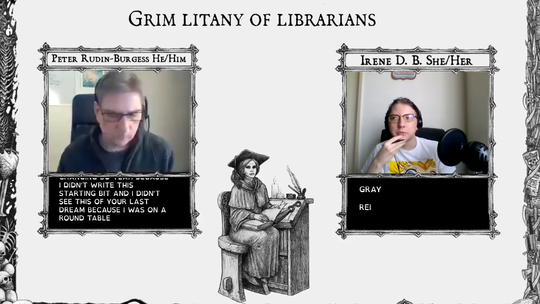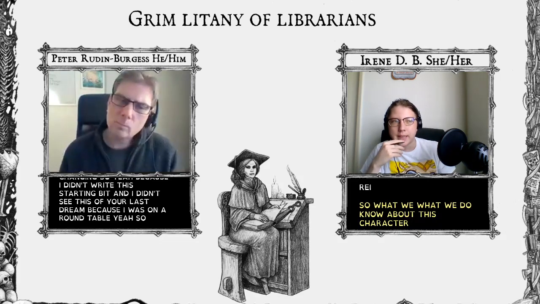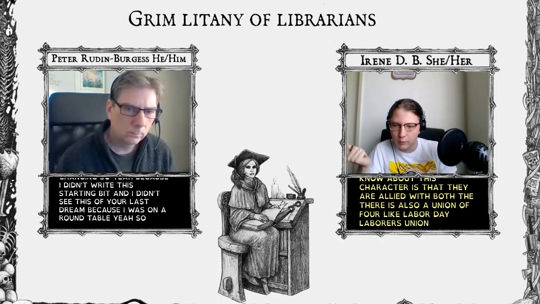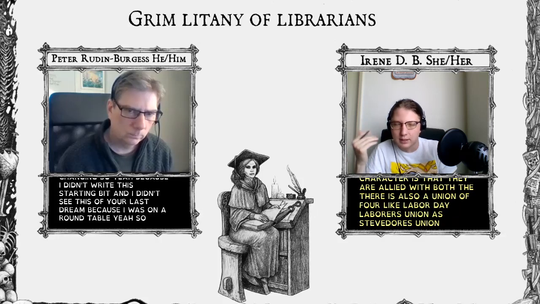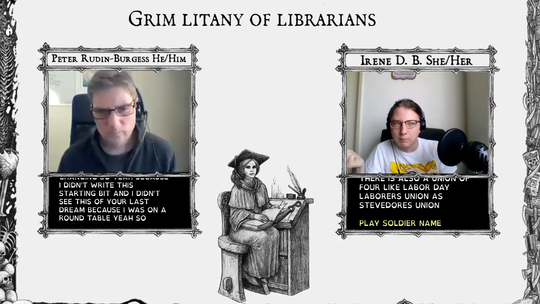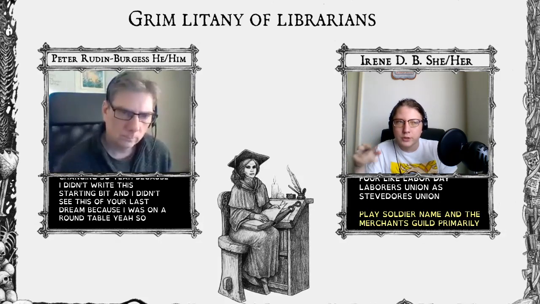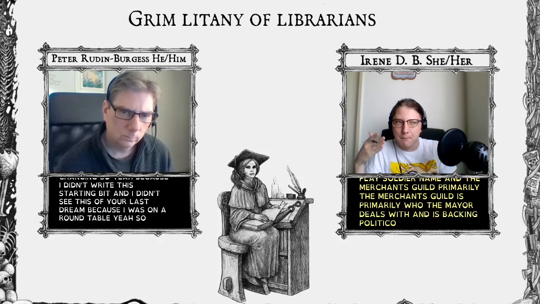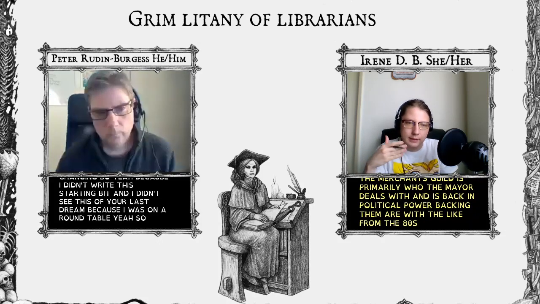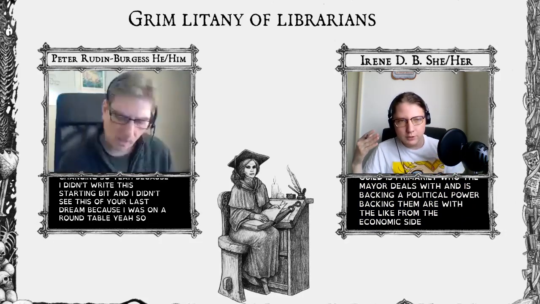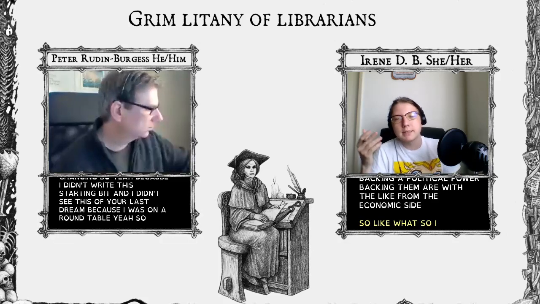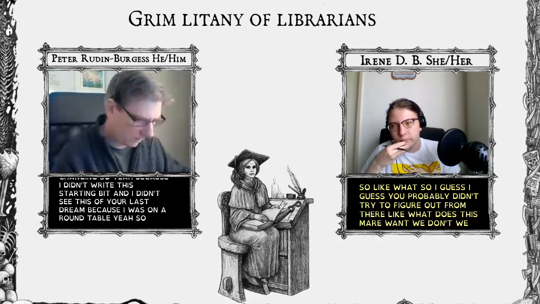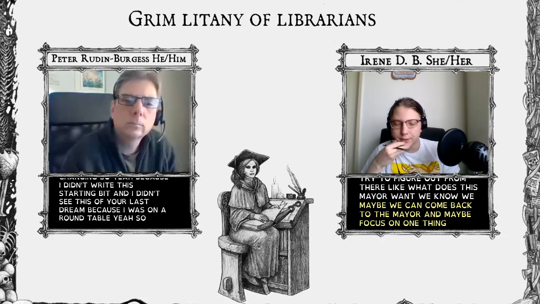Yes. So what we do know about this character is that they are allied with a laborers union, which we were calling the stevedores union, but we could probably call it something else because that's just a placeholder name, and the merchants guild. The Merchants Guild is primarily who the mayor deals with, and is basically the political power backing the mayor from the economic side. So I guess we try and figure out from there what does this mayor want? Maybe we can come back to the mayor and maybe focus on what the guild wants.